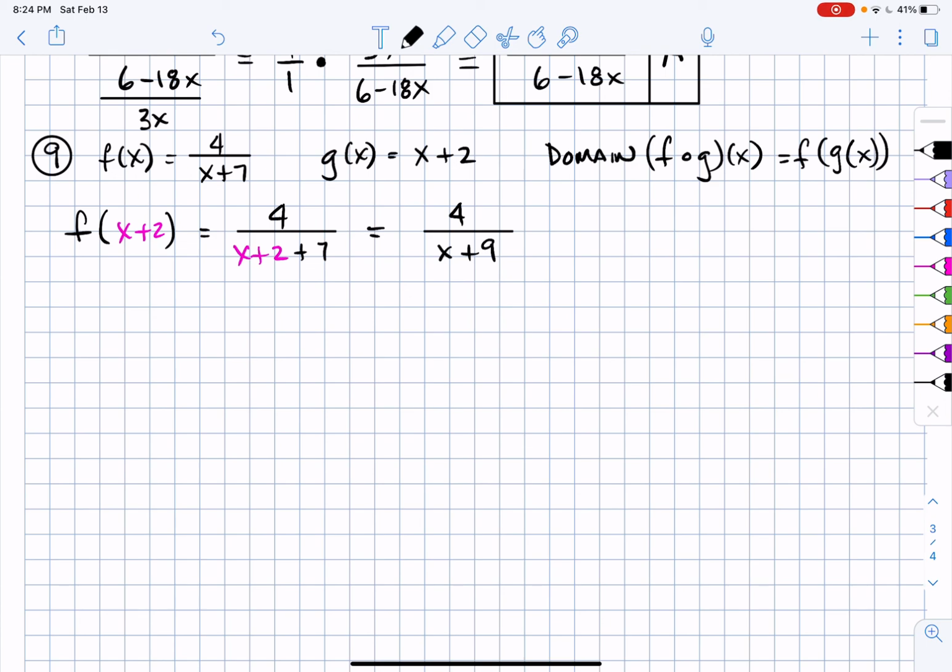Since I'm looking for the domain, if you remember about fractions, I cannot let the denominator equal 0. So as a sidebar, x plus 9 cannot equal 0. So x cannot equal -9, which means I can use everything else except for -9. So my domain would be from -infinity to -9, not including -9, union with -9 to positive infinity. That would be my domain, and that is choice A.